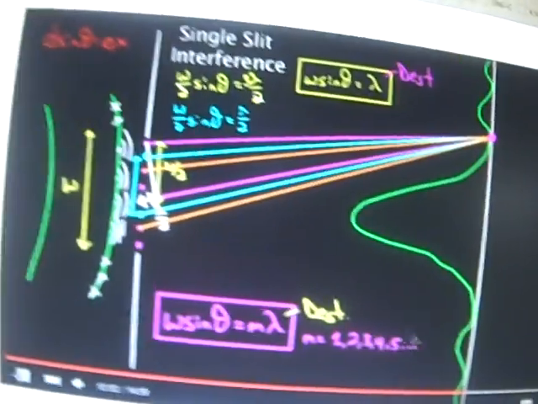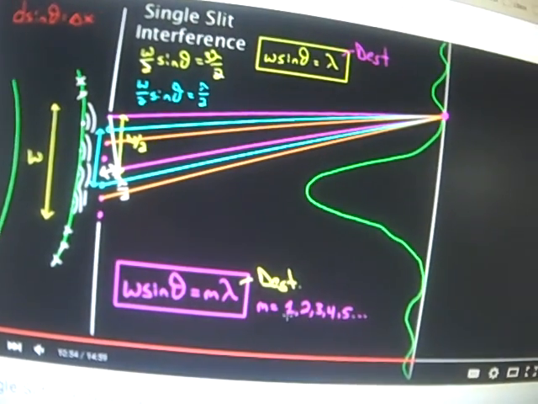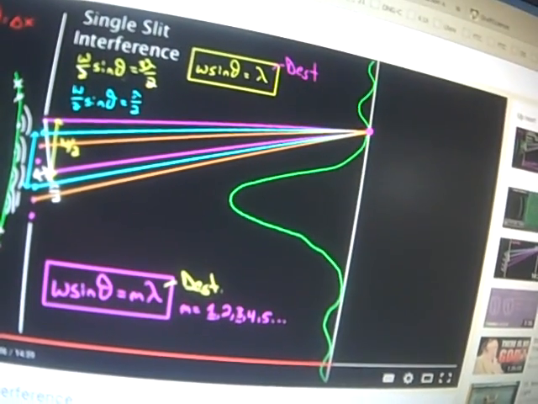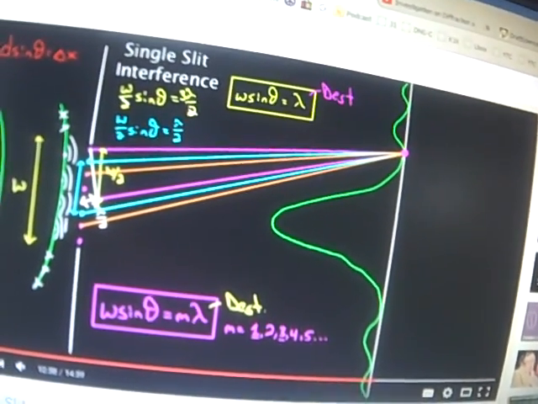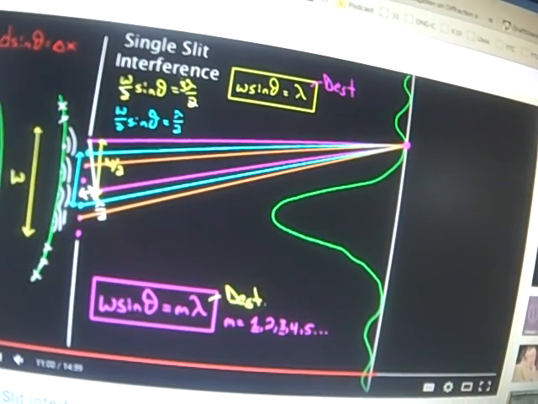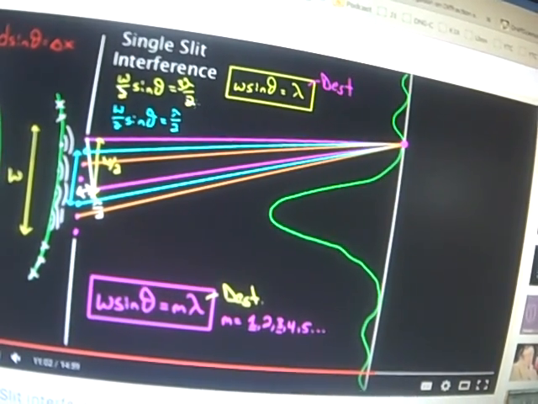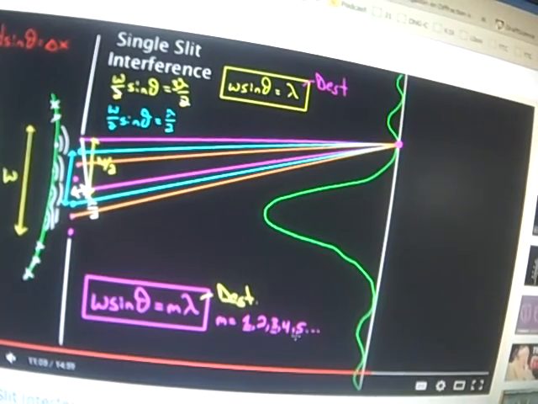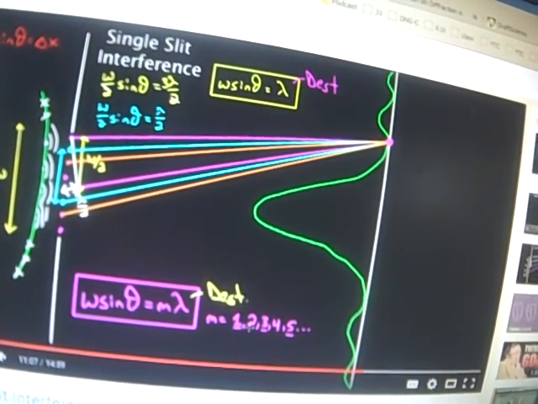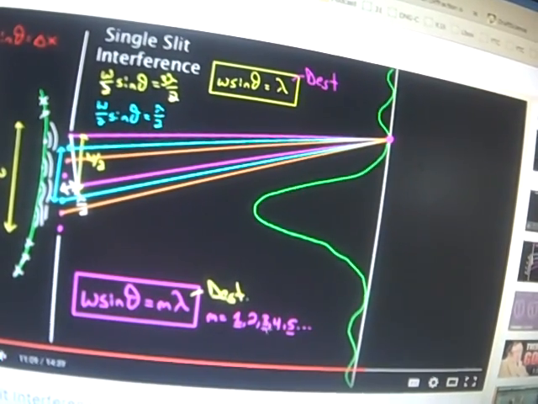5 and so on. 1 we already showed. 3 you get, well, if you made this 3 halves wavelength, that's also destructive, that'd be 3. 5 halves wavelength, the 2's are always canceling. So 5/2 wavelength would work. What about the even integers? How do we get these?